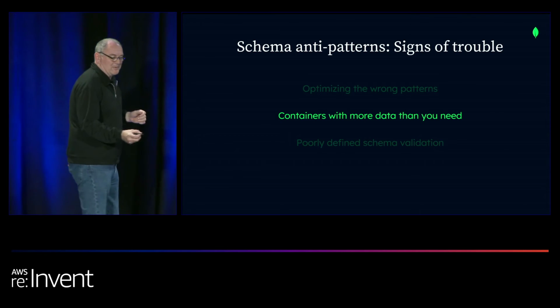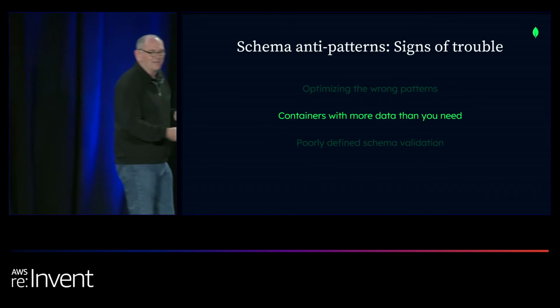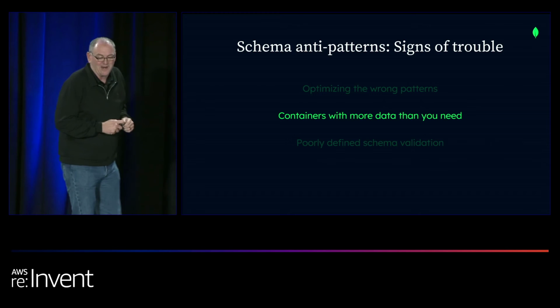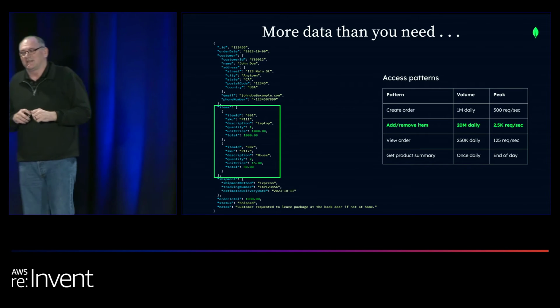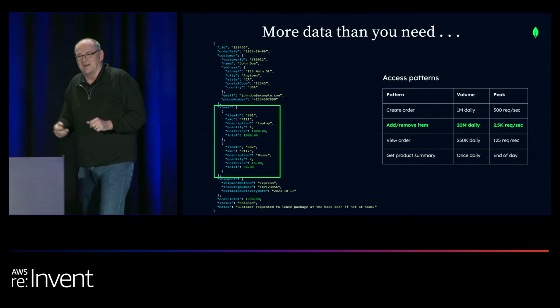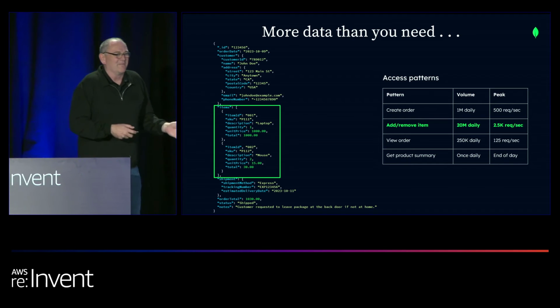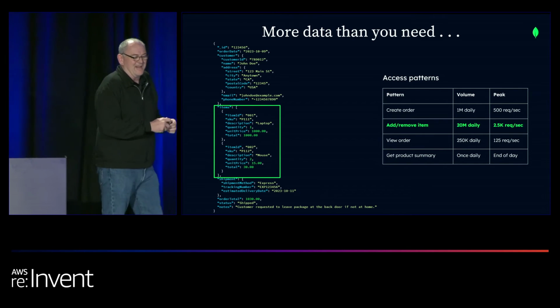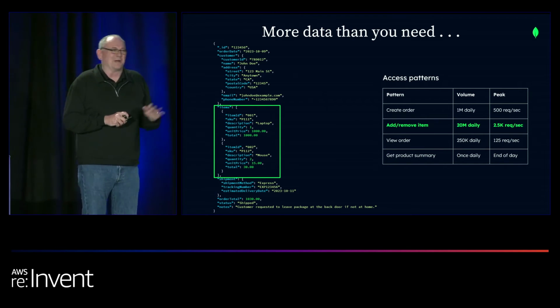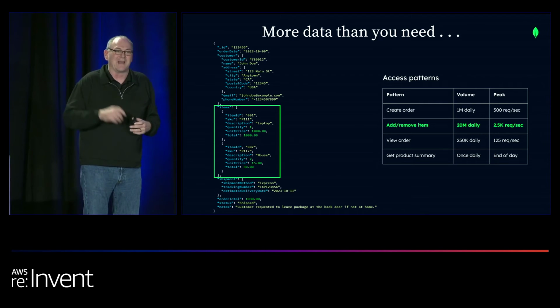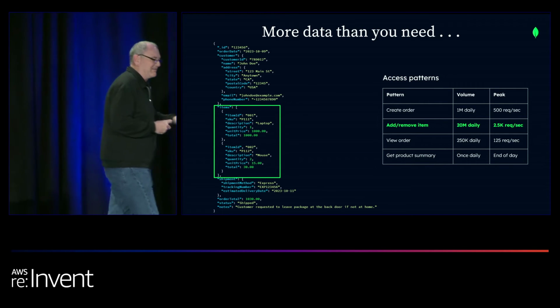The next thing that happens is we get containers with more data than we need. We talked a little bit about this already, but if we were to take this order processing workflow and turn it into a shopping cart instead of a finished order, there's an interesting access pattern I found when I was working with the Amazon team. It's the add-remove item pattern, right? I'm very guilty of this. I'm sure we all are.